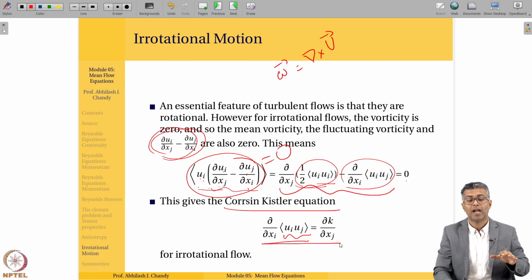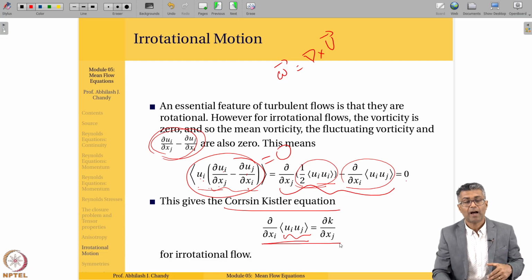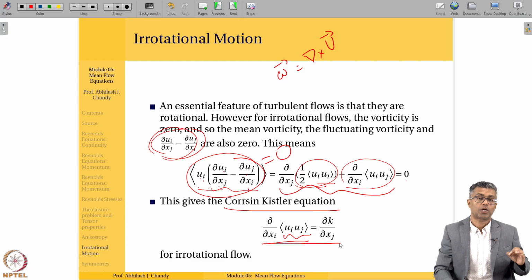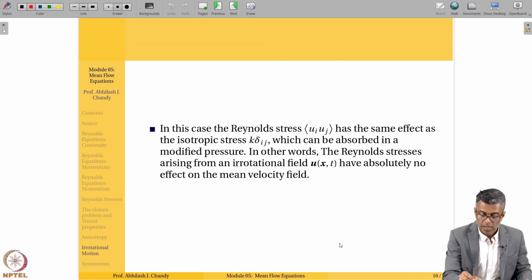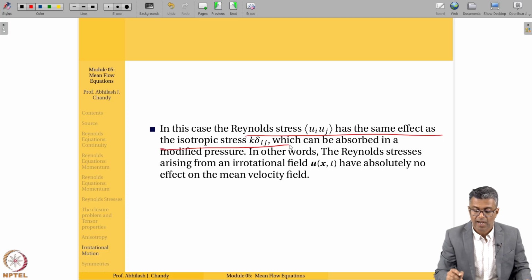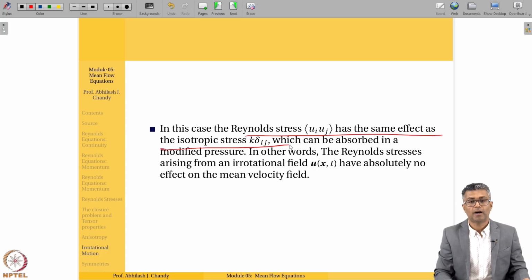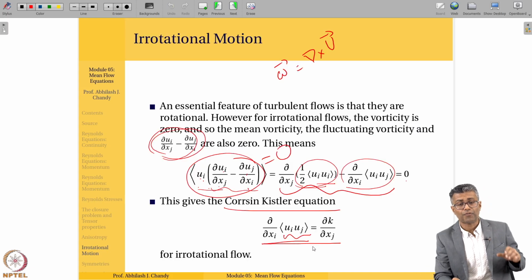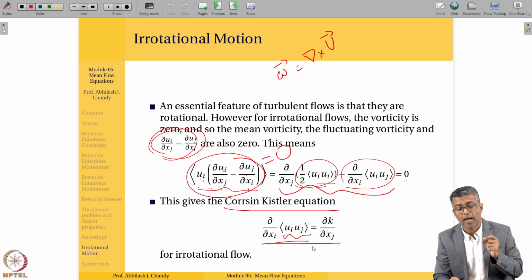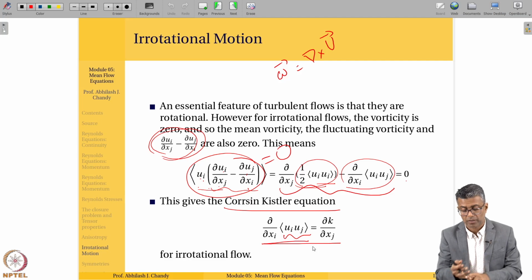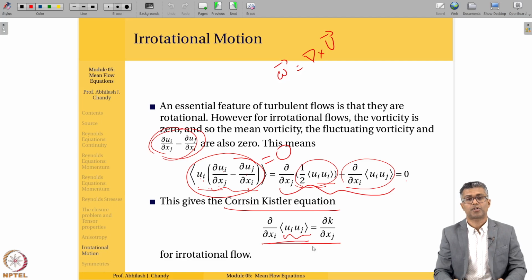It is not having an anisotropic effect like you would have in rotational flows, which is what turbulent flows are. So that is what we mean by this. The Reynolds stress has the same effect as the isotropic stress, which can now be absorbed into the modified pressure. So that means if I now have a modified mean pressure, for example, I would have to take into account the regular pressure, the kinetic energy, and the Reynolds stress in there, because that is all the Reynolds stress is doing.